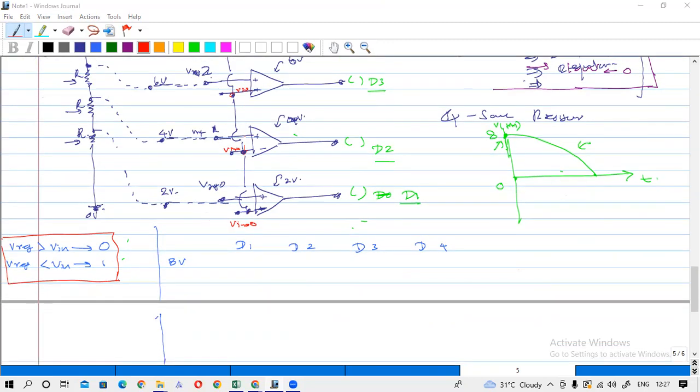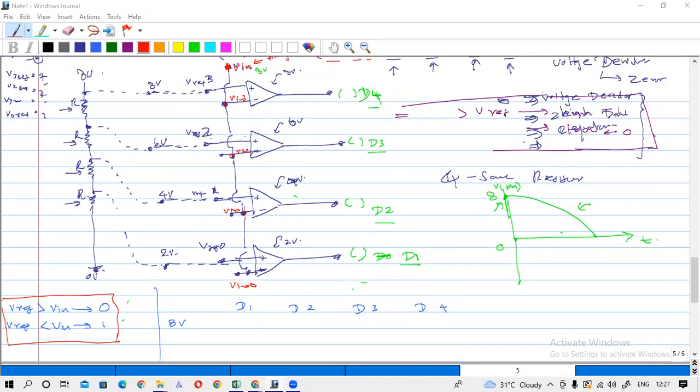Okay, I got the answer. Let's see. I will check it one by one. Here, this voltage is 8, and if you are given 8, this one also 8. Vref and V in are equal, so there should be a 0 value here. The voltage difference is 0. So this is D4. In D4 you have 0.